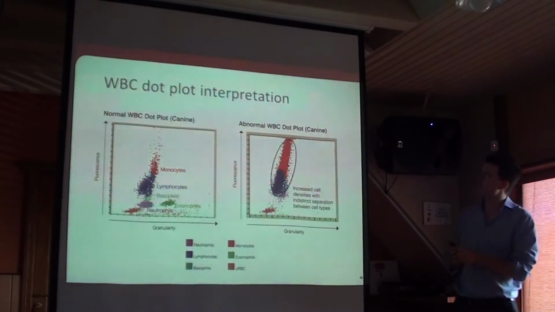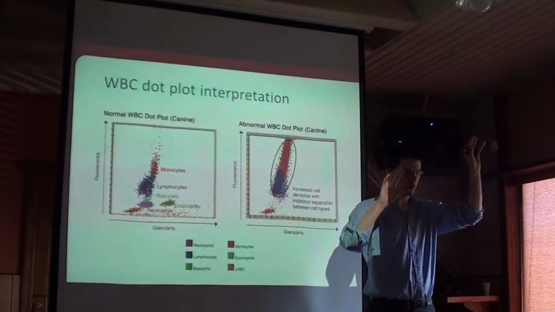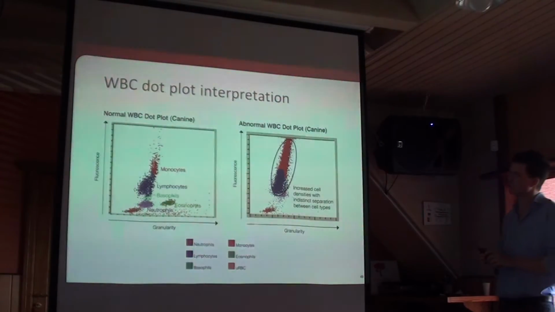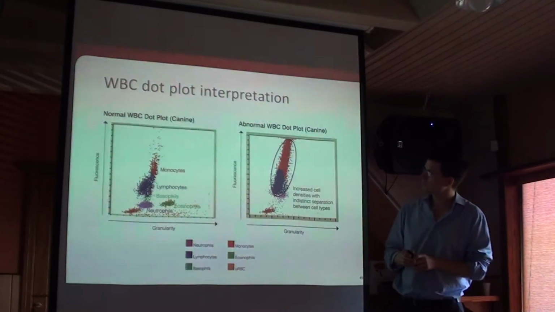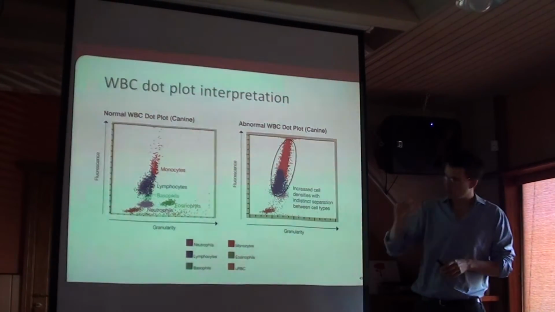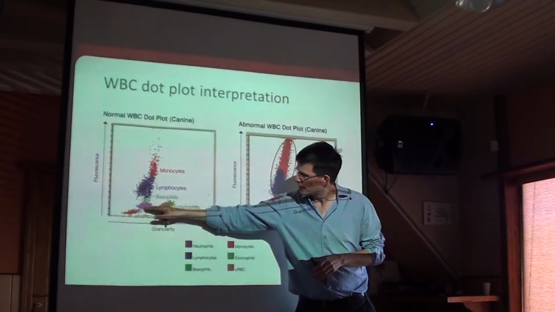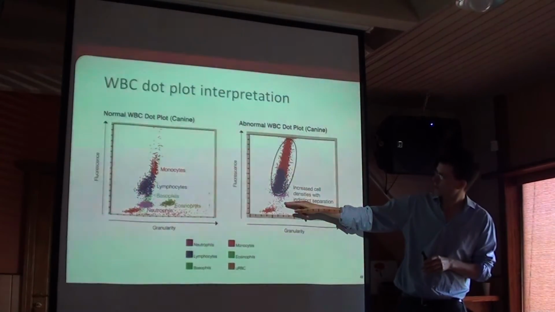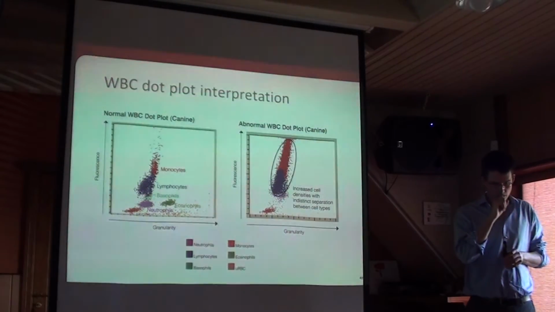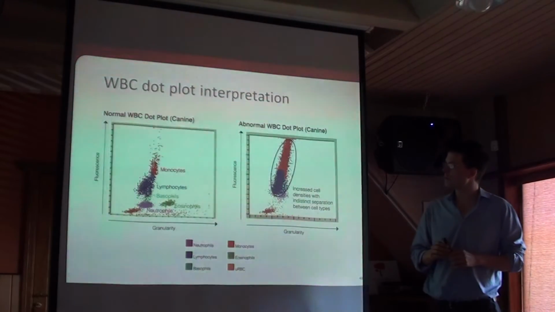So let us look at this white blood cell dot plot. Here we've got the normal with separate clouds for each of the white blood cells. Let's compare that to our patient on the right. You can see in the normal, the neutrophils is relatively low, but it's shifted a little bit higher here.